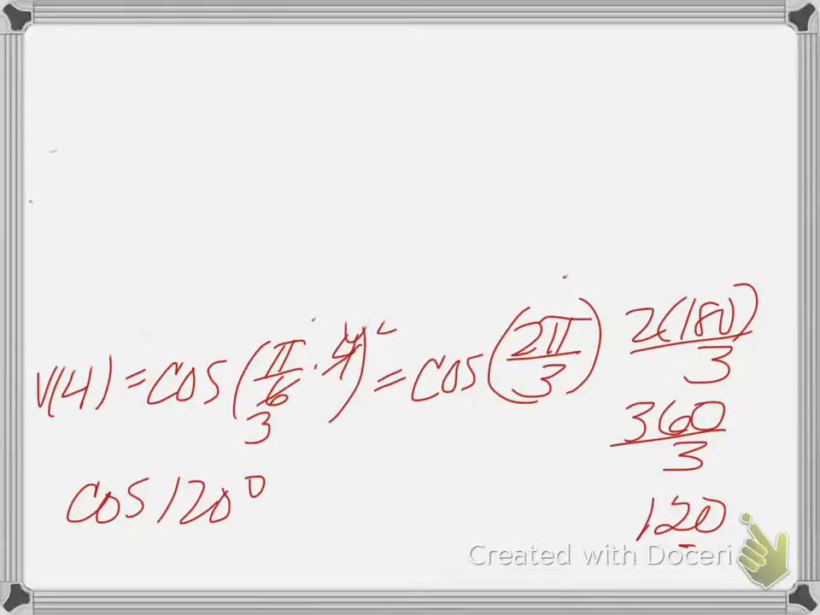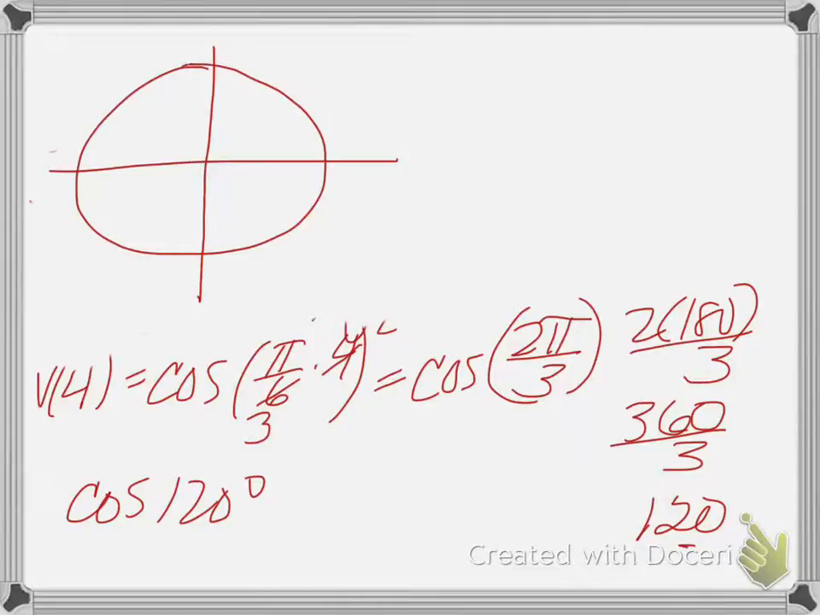So let's make the unit circle. Okay, so 120 degrees, we know this is 90 over here and this is 180. So 120 is going to be 90 plus another 30. Remember that this is going to be the cosine, this will be the sine. And this is 120 degrees. So if that's 120, that means that this has to be 60.